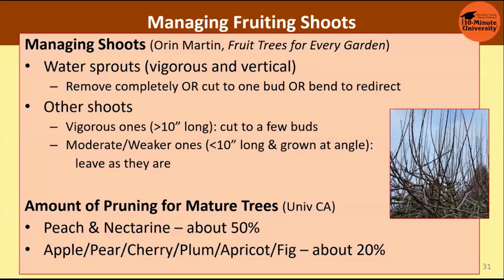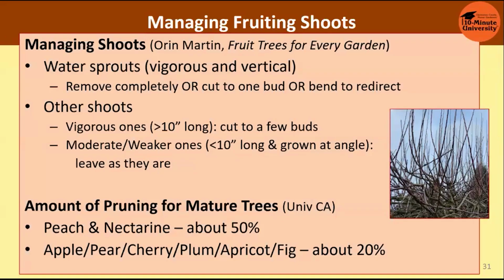The other shoots, you have some options also. And it depends on the vigor of the shoot. And we assess the vigor based on how much they grew last year. So if they grew a lot, the last year's growth is long, that's a vigorous shoot. In apples, 10 inches or more, that's considered vigorous. You want to cut it to a few buds. And if it's moderate, less than 10 inches from last year's growth, and it's grown at an angle, you can leave them as they are.